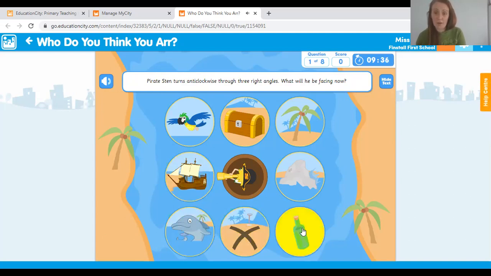So he's going anti-clockwise this way round and he's going 3 right angles. So he's going 1 right angle, 2 right angles, 3 right angles. I think he's facing the treasure chest.